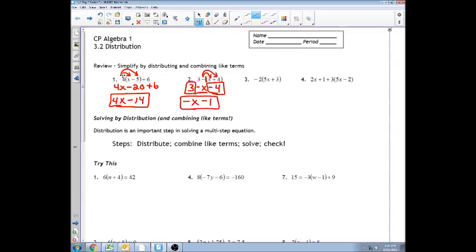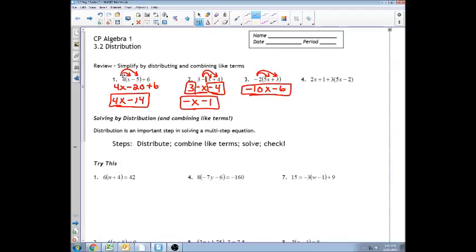Okay. Number 3, I have negative 2 times the quantity 5x plus 3. Inside the parenthesis, I cannot add 5x and 3 together, so I'm just going to go ahead and distribute right away. Get me negative 10x minus 6, and that is my answer.